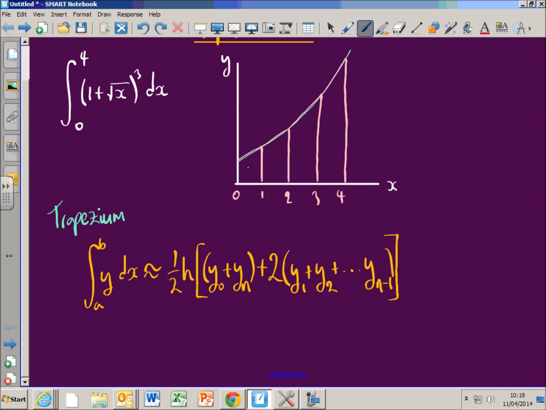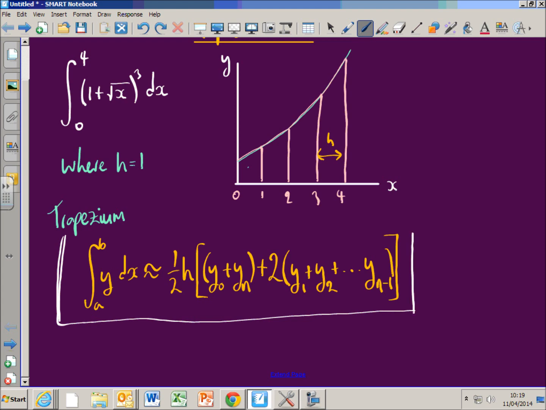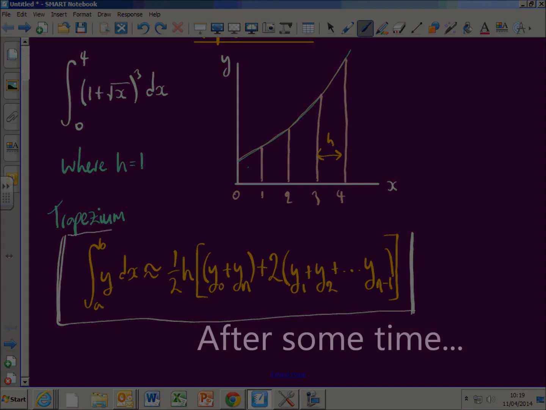Now, what's h? That's the only thing we haven't talked about. H is the distance between these. So what's our value of h? 1. Yeah, it's just the distance between them, so h is 1. Okay, so I'll give you a few minutes to do it. Off you go, and we'll get a value, and then we'll see if we can integrate it and see how close our value is.